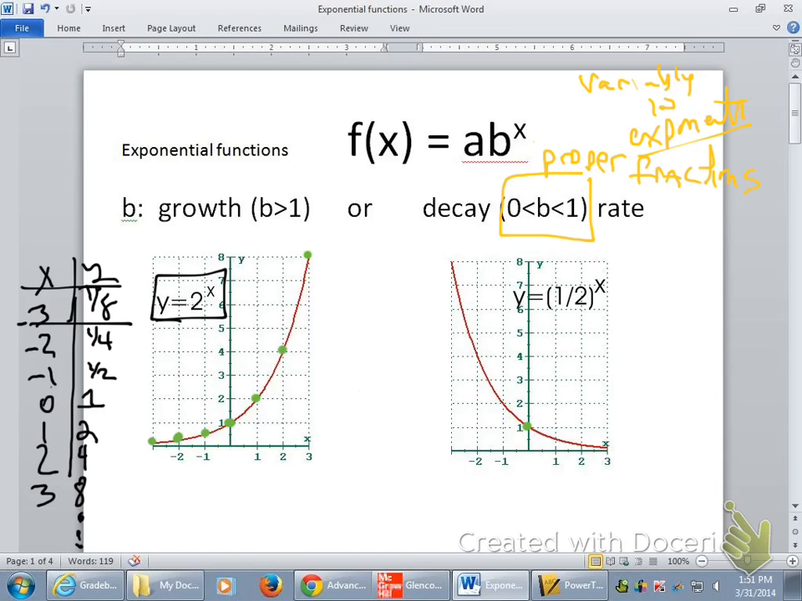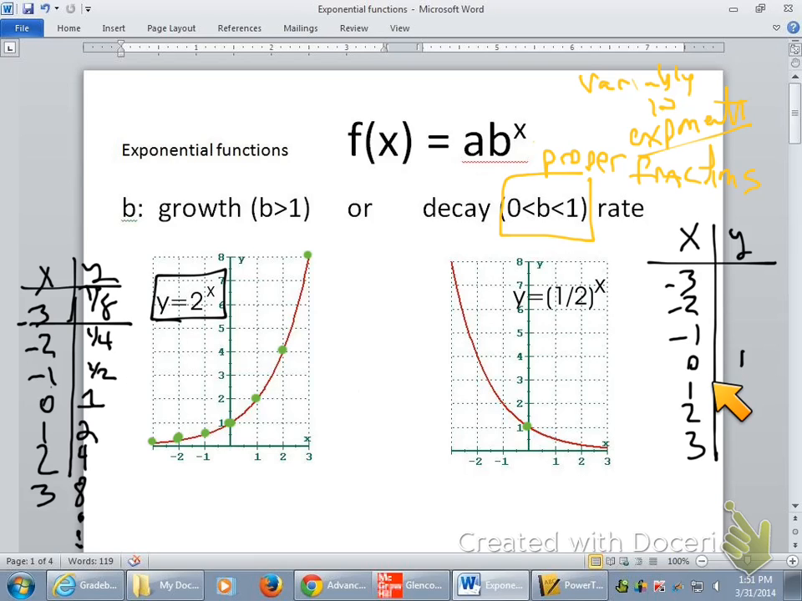Kind of the same idea. It's actually the same as this one, but backwards. I hope you recognize that. Okay, again, -3, -2, -1, 0, 1, 2, 3. Start with the easy one. If I plug in a 0, what is 1/2 to the 0 power? Of course it's 1. Any number to the 0 power is 1.